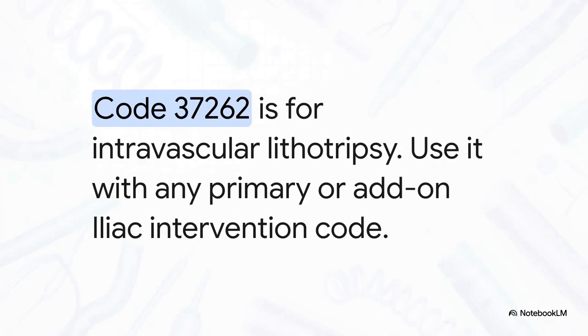Next up, lithotripsy. For the iliac territory, the new add-on code is 37262. You use this in addition to the main angioplasty or stent code when lithotripsy is done in the same vessel. And guess what? Just like our other add-ons, if it's done bilaterally, you report this code twice. No modifier 50. See the pattern?